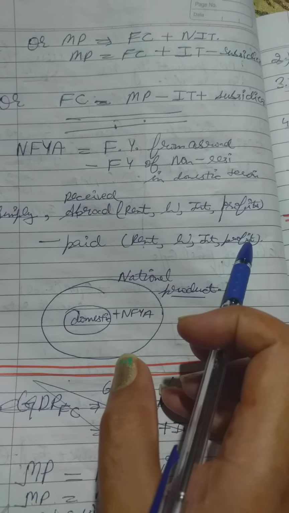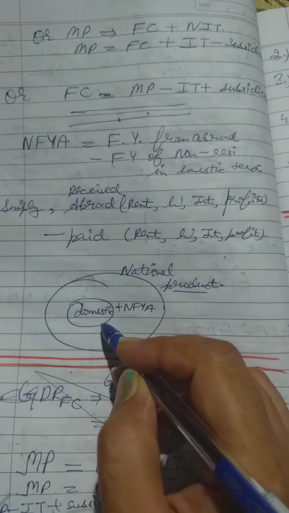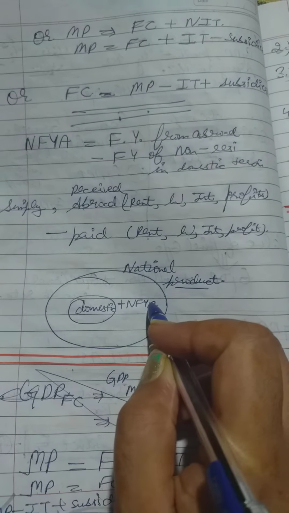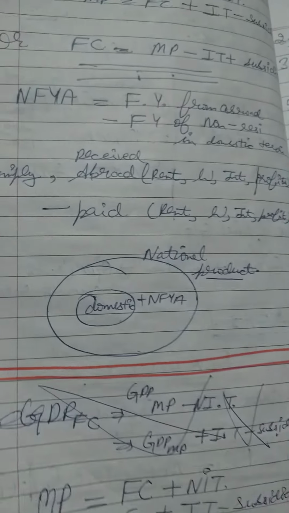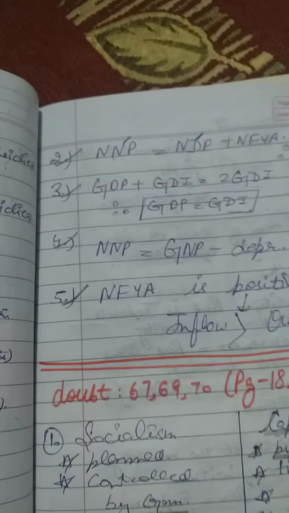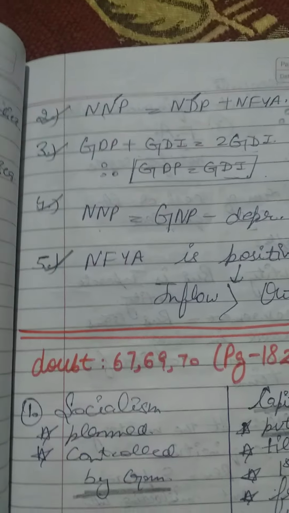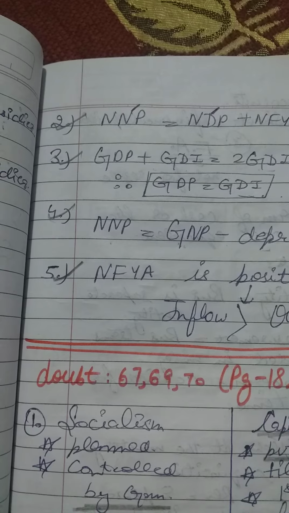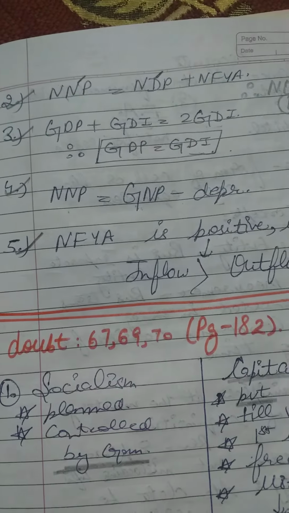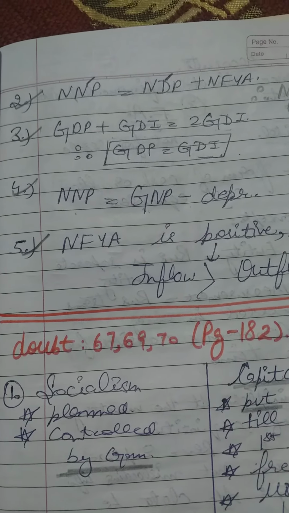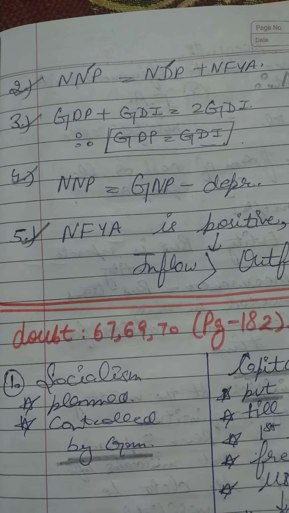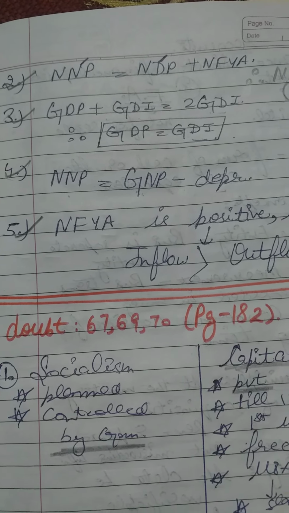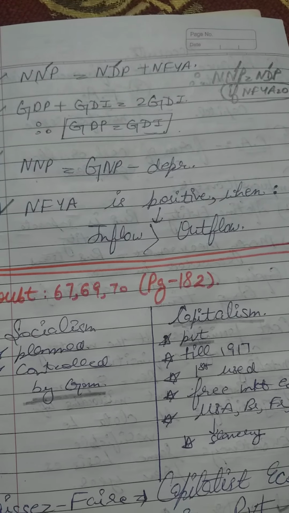interest and profits. Now the important thing, when we are talking about domestic plus net factor income from abroad, then we get the national product. Another important thing is the formulas. NNP is net national product, means it would include domestic product plus net factor income from abroad.